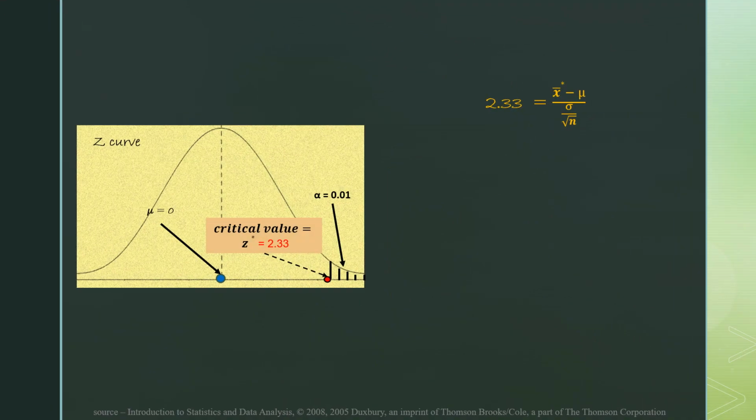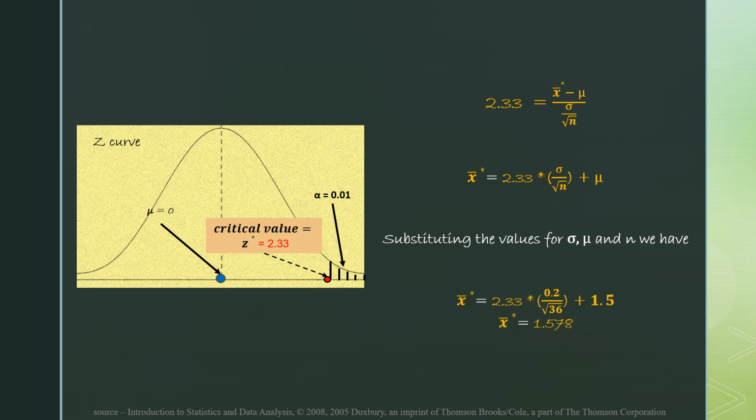Substituting 2.33 for Z star, we can arrive at x bar star as in 2.33 equals x bar star minus mu divided by sigma divided by square root of n. X bar star therefore equals 2.33 multiplied by sigma divided by square root of n plus mu. Substituting the values for sigma, mu and n, we have x bar star equals 2.33 multiplied by 0.2 divided by square root of 36 plus 1.5. X bar star therefore equals 1.578.